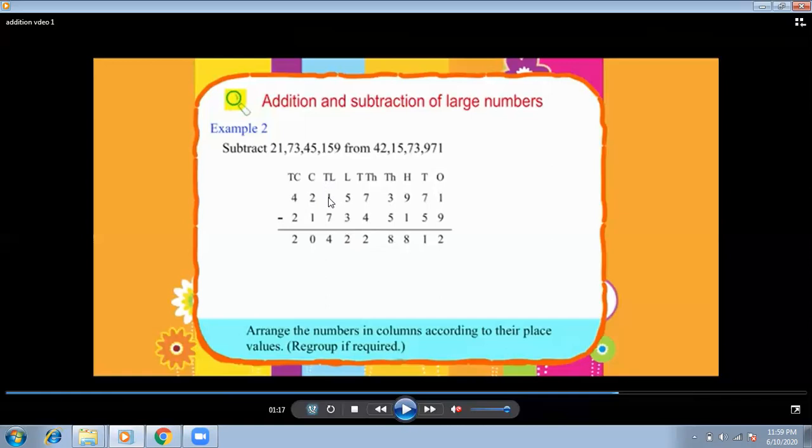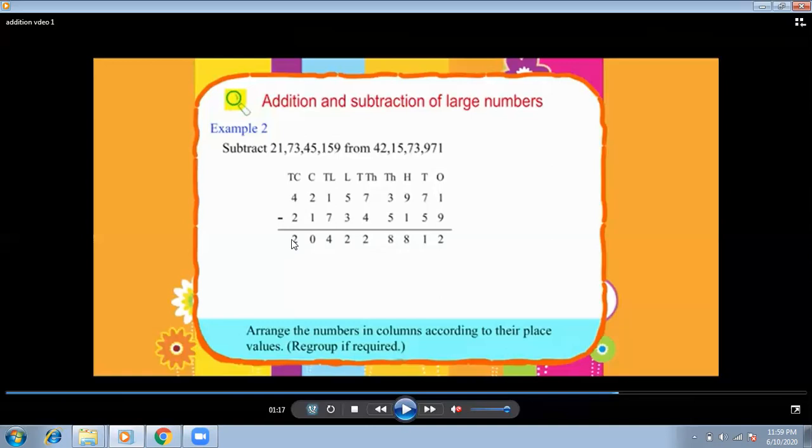Not possible to subtract 7 from 1. So it borrows 1 from 2. It becomes 11. 11 minus 7 is equal to 4. Now its 1 is already given to it. It becomes 1. 1 minus 1, 0. And 4 minus 2, 2. This is your answer. That is the difference.